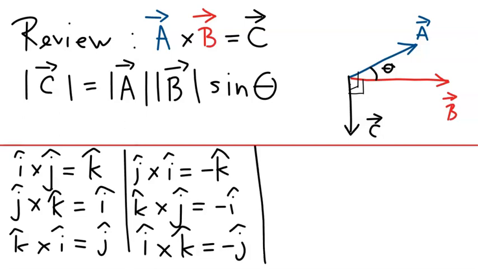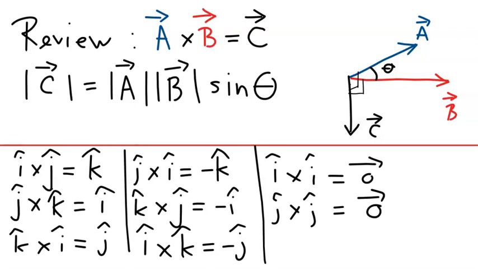And the last three, i hat cross i hat equals 0, or null vector, because cross product of two parallel vectors will be 0. Now likewise, j hat cross j hat equals 0. k hat cross k hat equals 0.